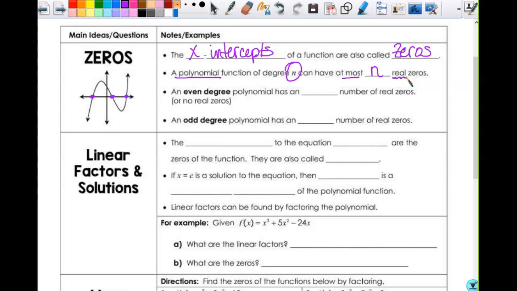Okay, so if I have an even degreed polynomial, that doesn't mean it's an even function. Remember, those are different things. An even degree polynomial has an even number of real zeros, or no real zeros. Zero isn't an even number, but that's how we count it here. And an odd degree polynomial has an odd number of real zeros. So if I have a 5th degree polynomial, I'm not going to have 4 real zeros. I'm going to have 5, 3, or 1 real zero, because it would have to be an odd number.